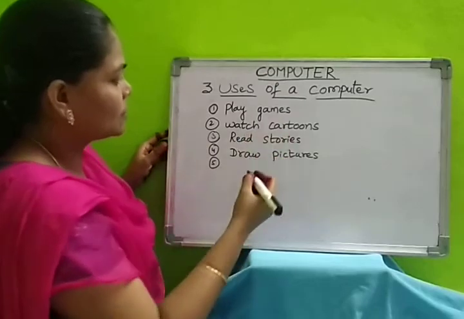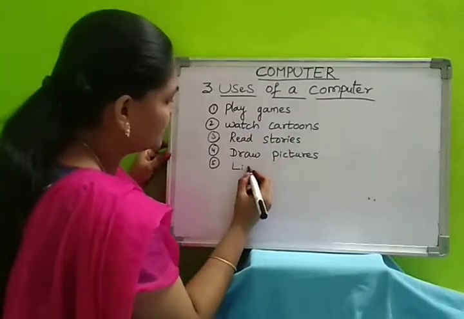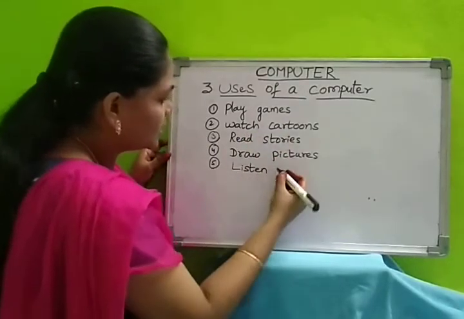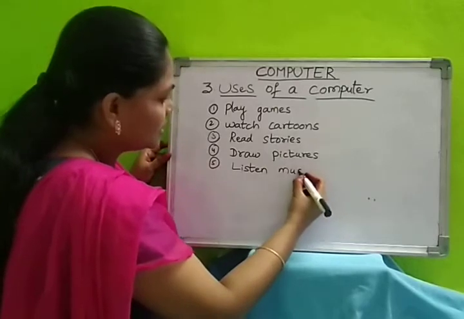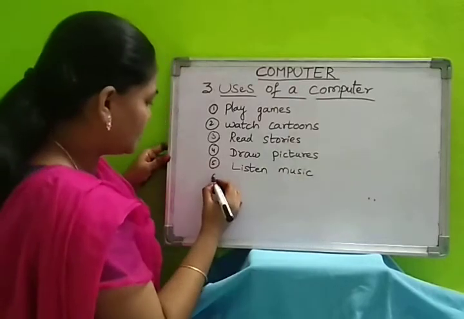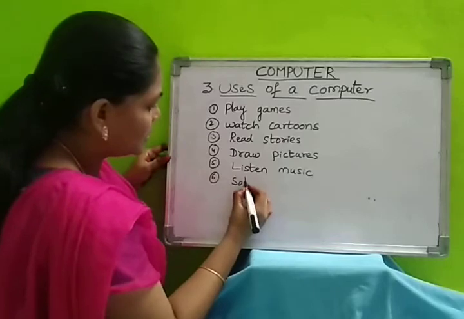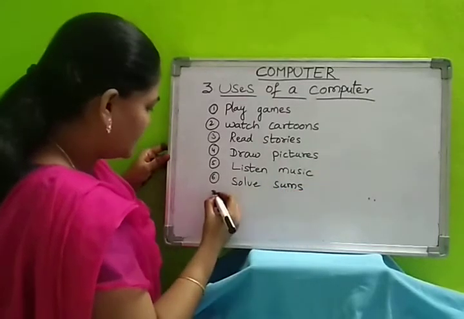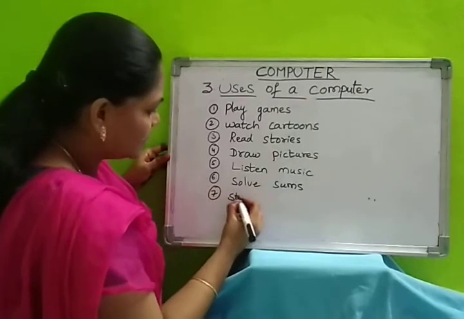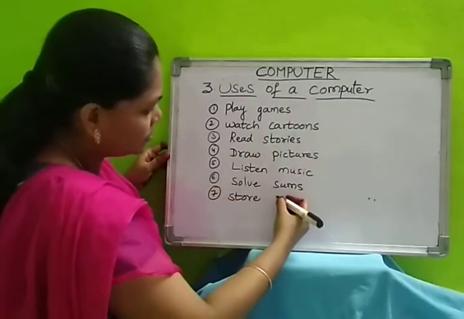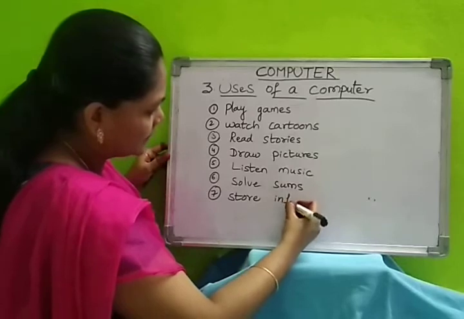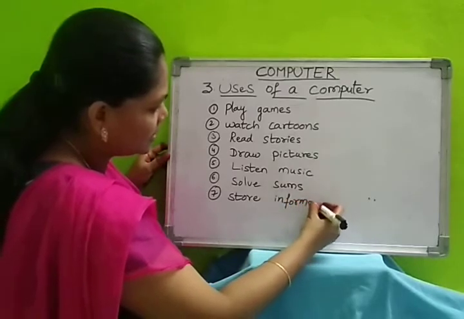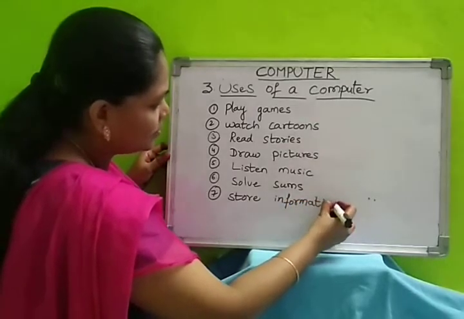Isn't it? So all this, we can listen music, songs also we can listen. The main purpose is we can solve big sums. Solve sums we can. And we can store lot of information. Okay, all these are the uses of computer.